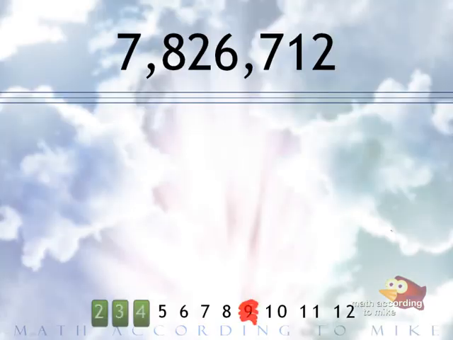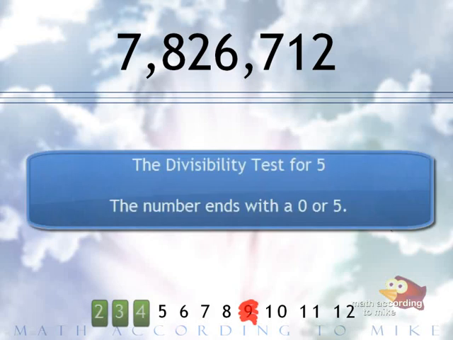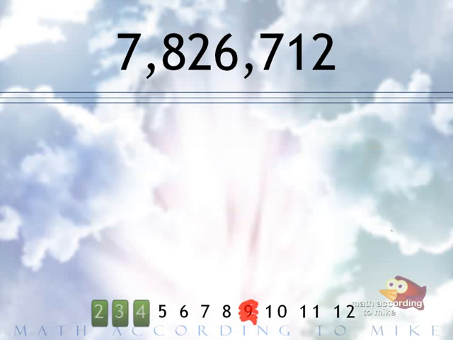The rule for 5 is just as easy as the rule for 2. If the original number ends with a 0 or a 5, that means that 5 will divide into the entire number. Our number does not end with a 0 or a 5, which means 5 will not divide into 7,826,712. It's fun to say. It's even more fun to write.